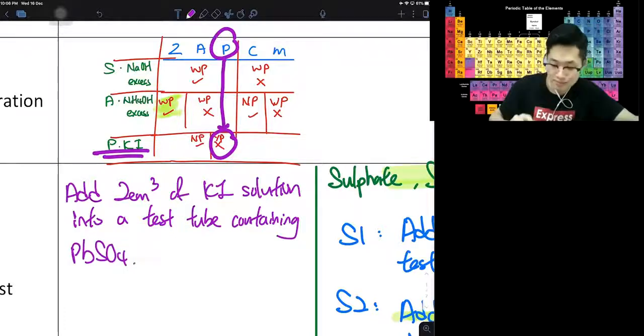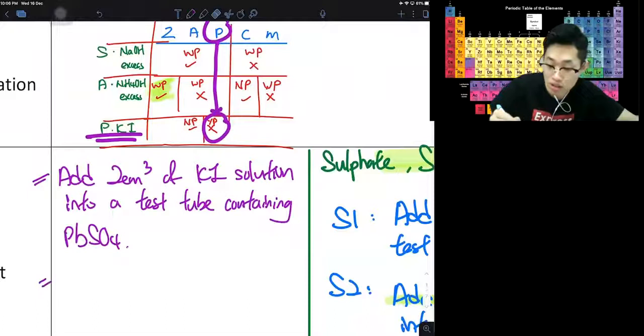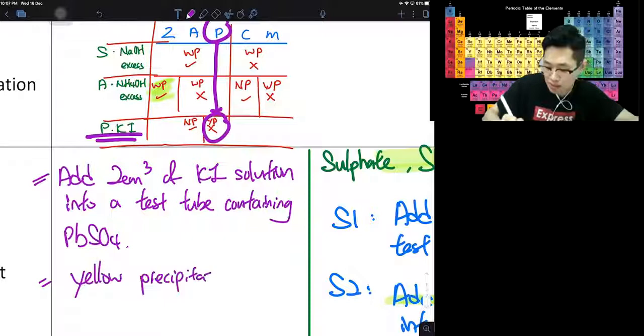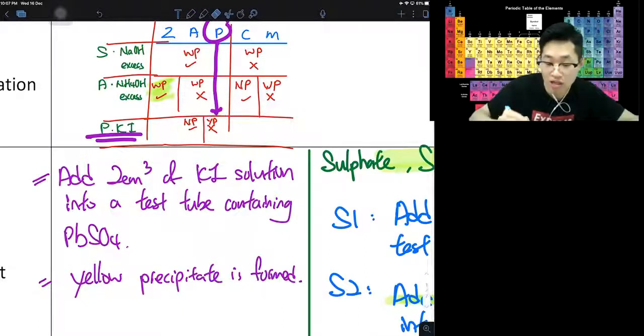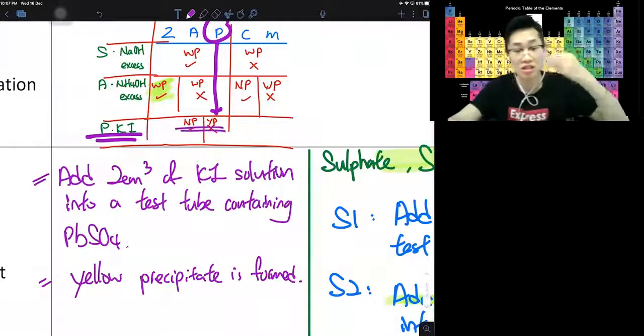And then my observation, what is my observation? My observation is YP. YP, Y means yellow. Yellow precipitate is formed. That's all. Why I never mentioned the tick and cross is because the last one has no excess. No excess means you don't have to mention the tick and cross.